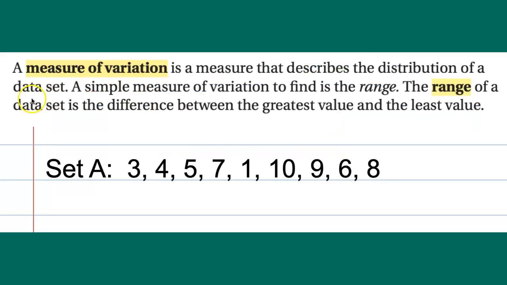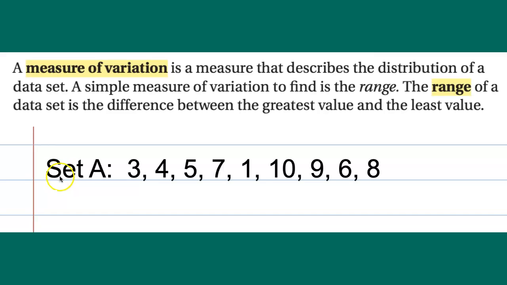In this case, a measure of variation is a measure that describes the distribution of a data set. A simple measure of variation is the range. The range of a data set is the difference between the greatest value, or the highest value, and the least value, or the lowest number of the data set.